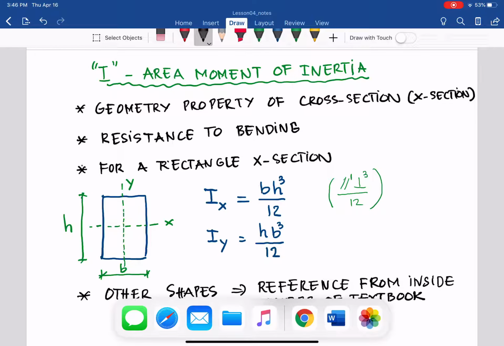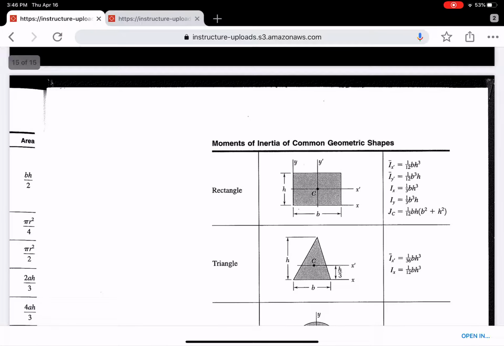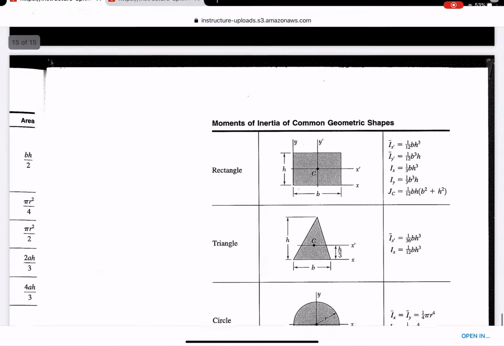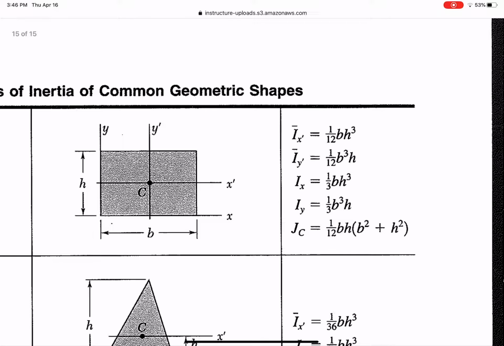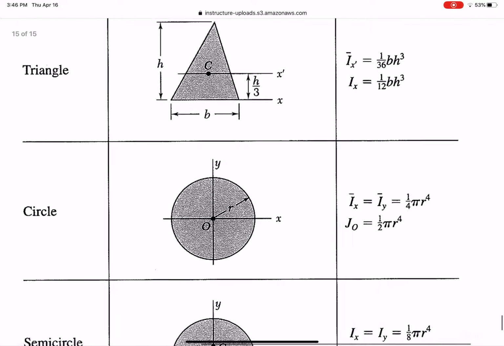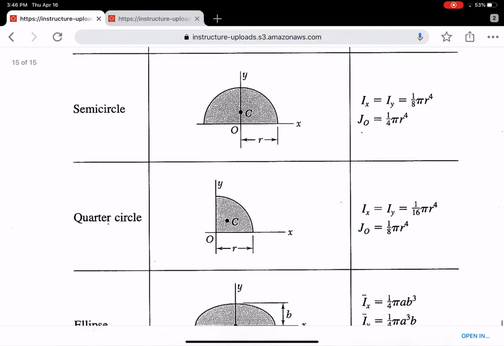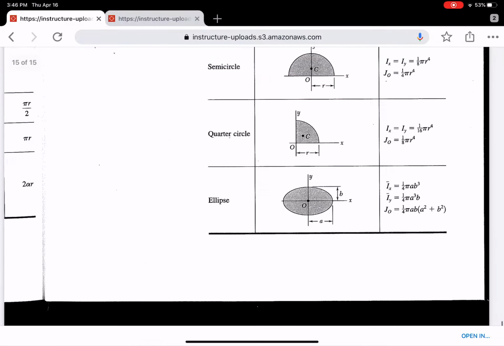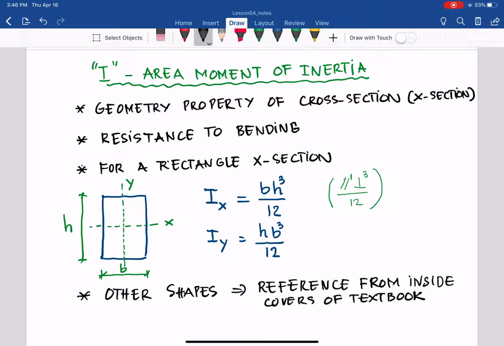Let me show you that here in Canvas, and that is the back inside cover of your textbooks. You have the rectangle, you have 1/12 b h cubed, 1/12 b cubed h, all of that as you can see there, and then triangles, circle, semicircle, quarter circle, ellipse, all of that, the standard shapes. So you can find out the area moment of inertia for standard shapes.